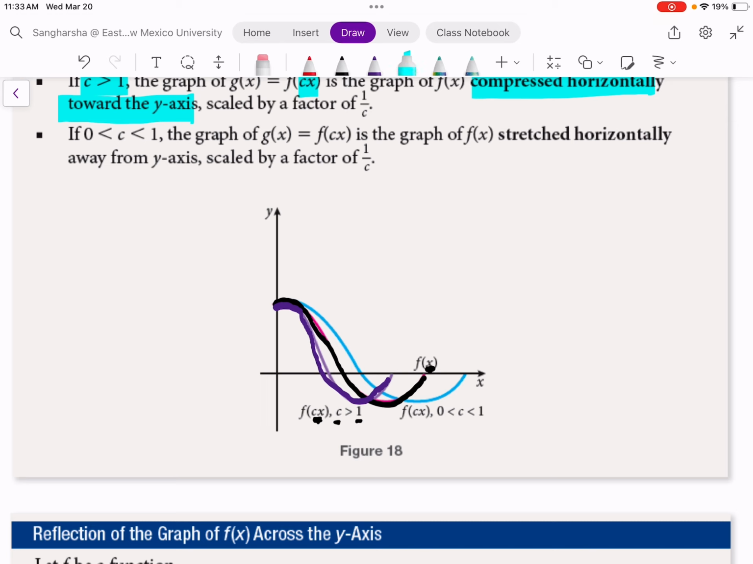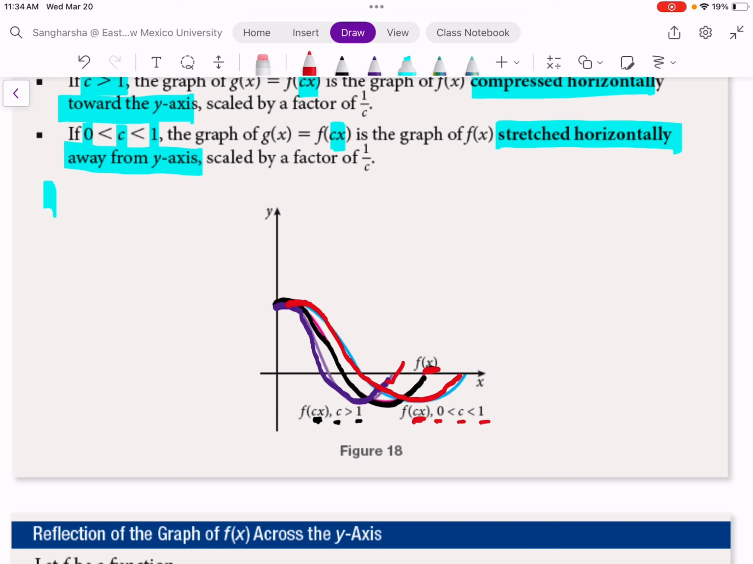Next, you have a function and you replace x of a function by c times x, and your c is in between 0 and 1. So for example, you replace x by 1/2 x, or similarly 3/4 x. In that case, your graph is stretched horizontally away from the y-axis. So this is our basic function, and when c is in between 0 and 1, the graph is stretched horizontally away from the y-axis.